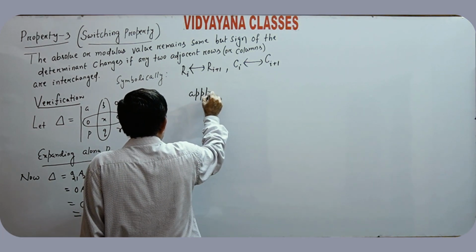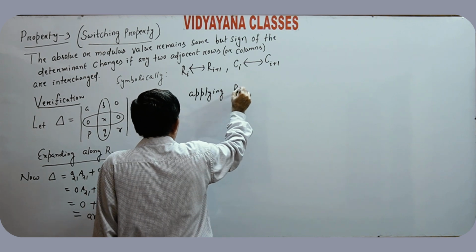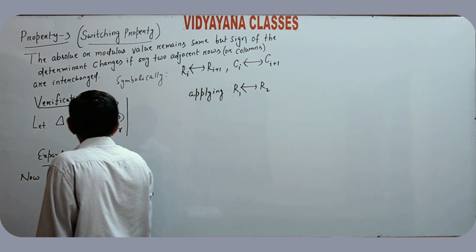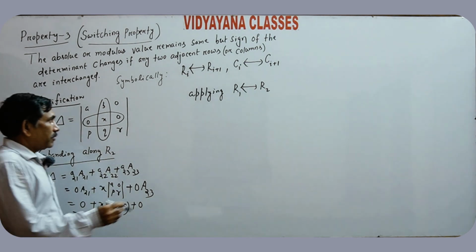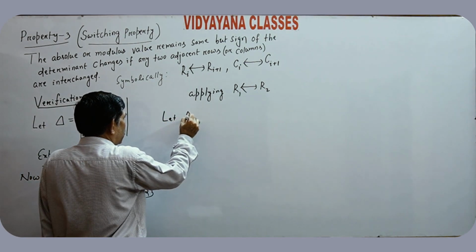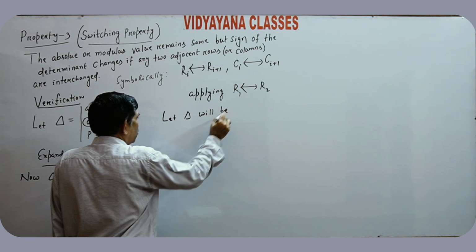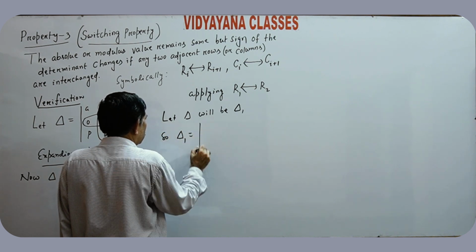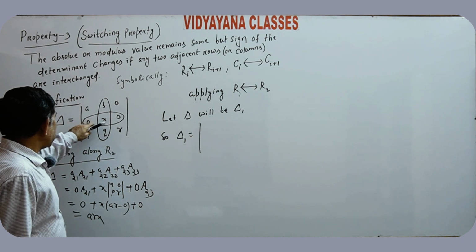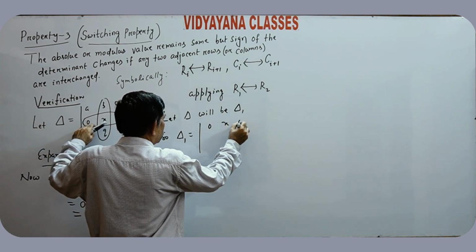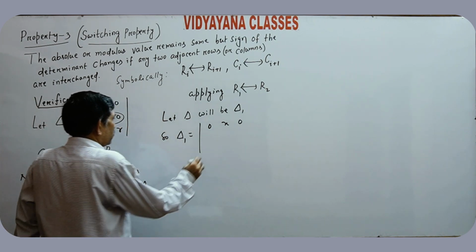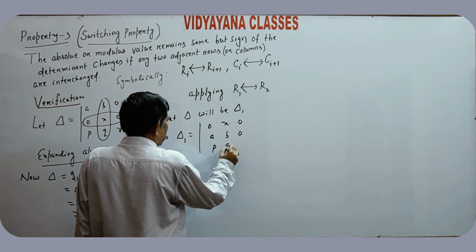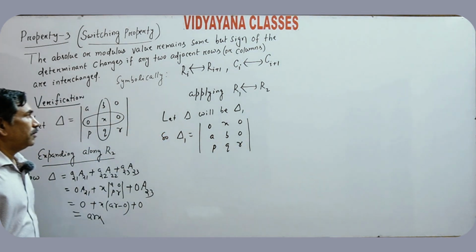Applying the first row replaced by the second row and the second row replaced by the first row. Let del 1 be the new determinant. So del 1 is equal to: the first row is replaced by the second row, 0 X 0. The second row is replaced by the first row, A P 0. The third row remains the same. Clear?